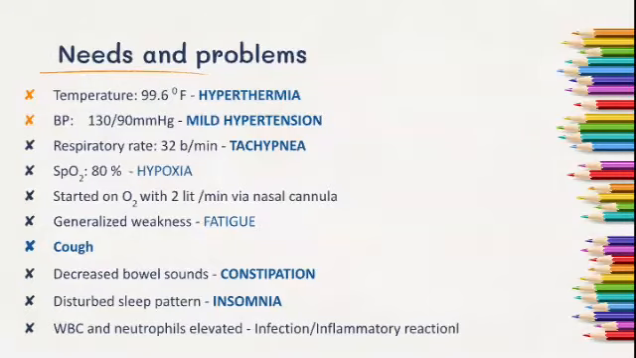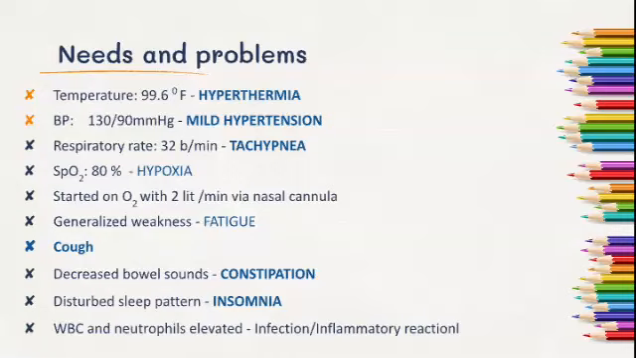So now this is the place where, as per the instructions, you have to identify needs and problems. You can write straight away, list down the needs and problems that I have given in different colors. Here I have given it like this to help you understand where I got this hyperthermia from: I have written temperature 99.6, and I have written hyperthermia.